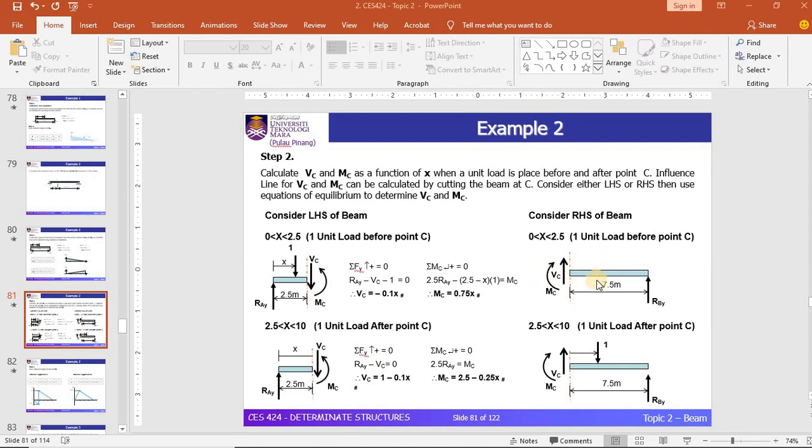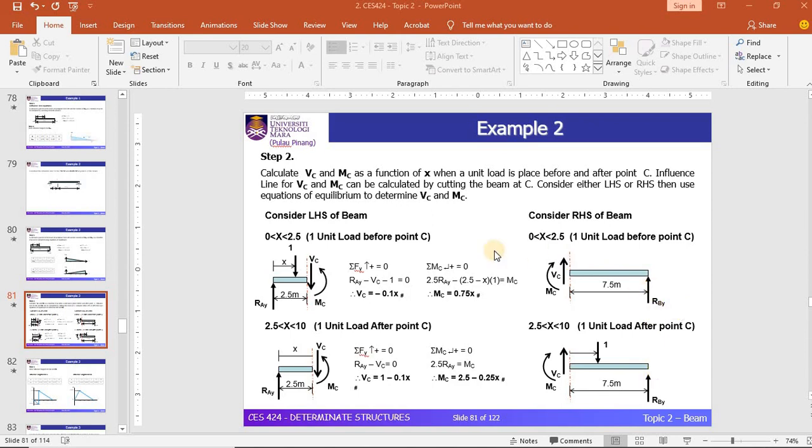Okay, so that's why when you consider the right hand side of the diagram, for the range 0 to 2.5, the 1 unit load is unavailable in this diagram. Meanwhile for the second diagram, which is 2.5 to 10, the 1 unit load is available, since this 1 unit load has moved beyond the point C. So basically you can use this particular diagram to develop the equation of shear force and the moment.